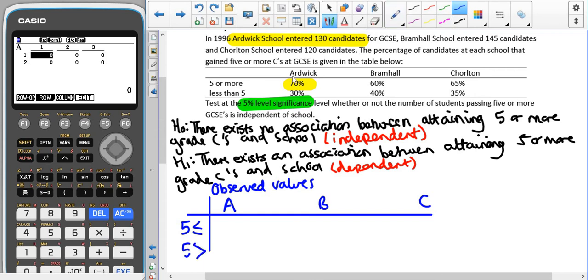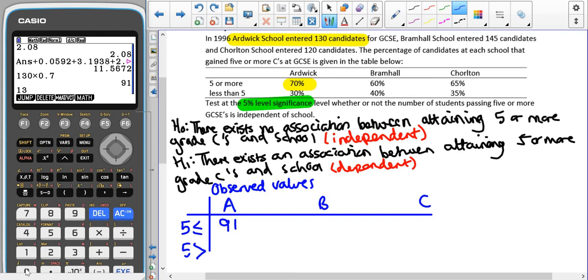So then we need to find 70% of 130. So if we go to the normal calculator part, we can do 130 times 0.7, and that gives us 91. So that means that there were 91 pupils who got 5 or more, and then 30%, so 130 times 0.3, which gives us 39 that got less than 5.